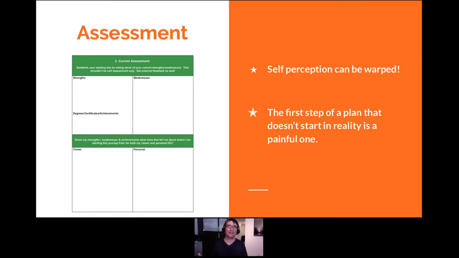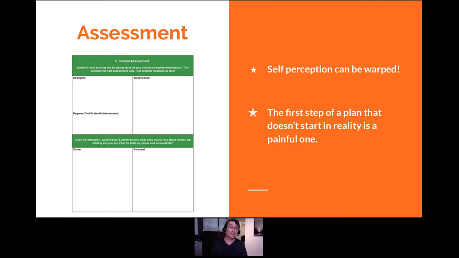saying, okay, career and personal, here's where I'm at today. Here's a description of who I am, what I'm strong at, the skills that I have. You don't need a community to tell you what your degrees and accreditations are, but write them down. Here's where I'm starting.